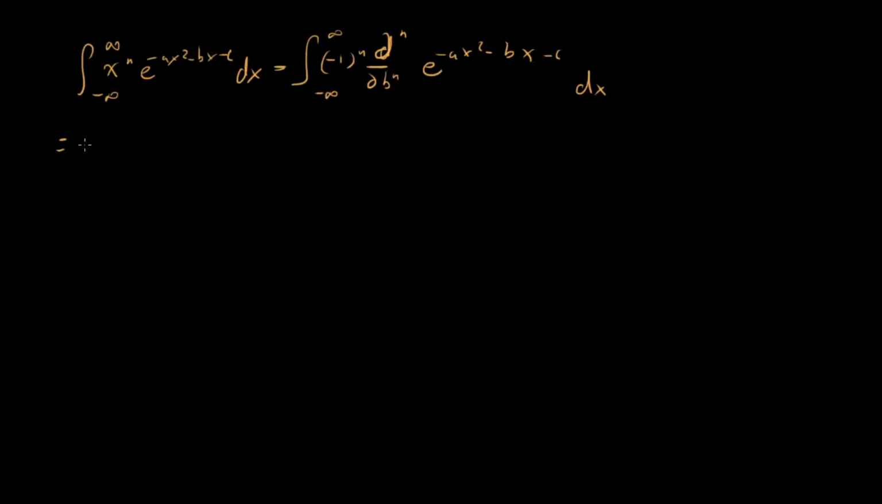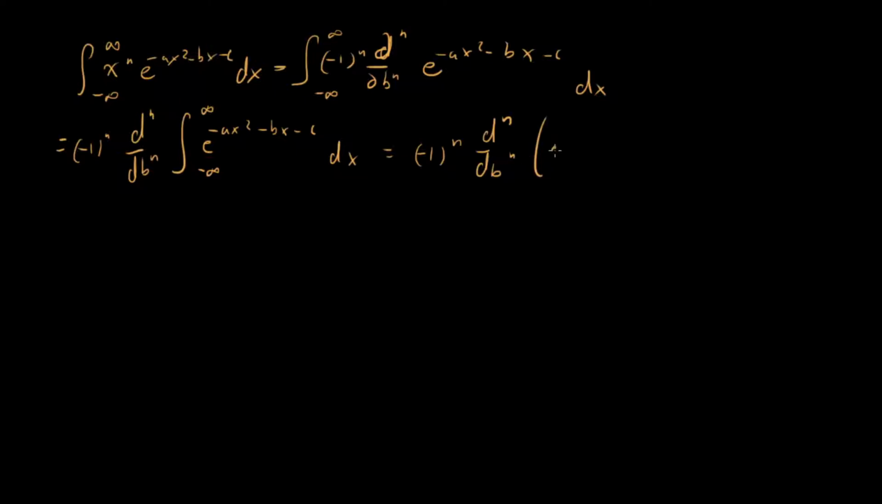Well, we can rewrite this using our Leibniz integral rule. And this becomes the derivative to the n outside of the integral, and then the integral that we already know how to solve from the second video in this series: e to the minus ax squared minus bx minus c dx. We solved that a long time ago, and we saw that this whole thing was square root of pi over a times e to the minus c plus b squared over 4a. And so if we can take the derivative of this n times, then we have a solution.